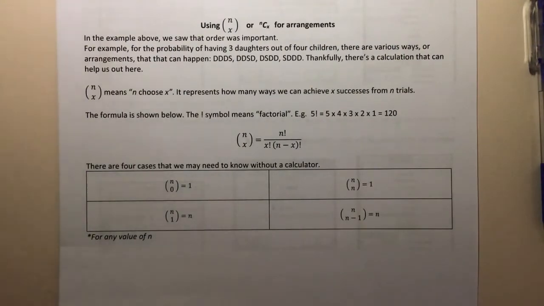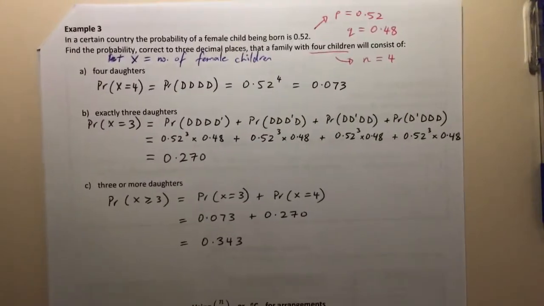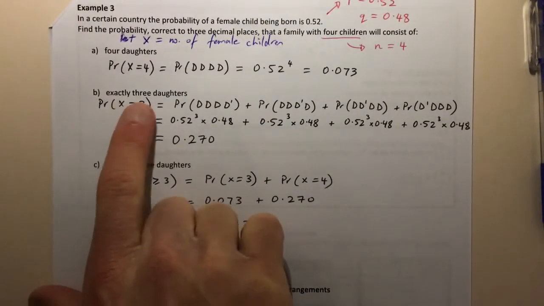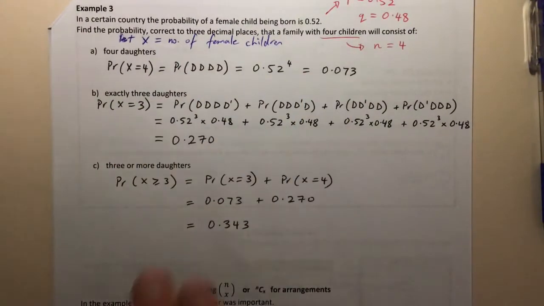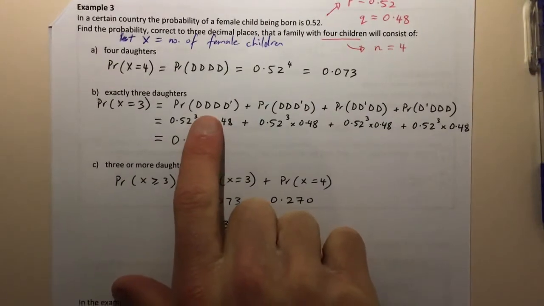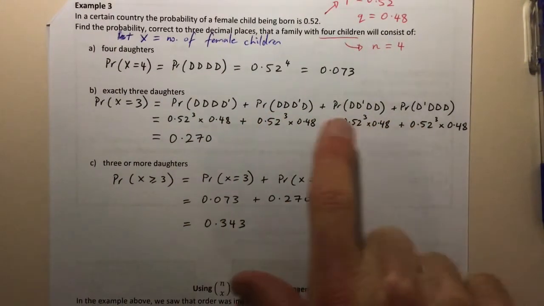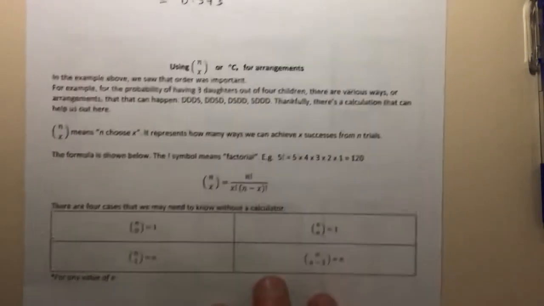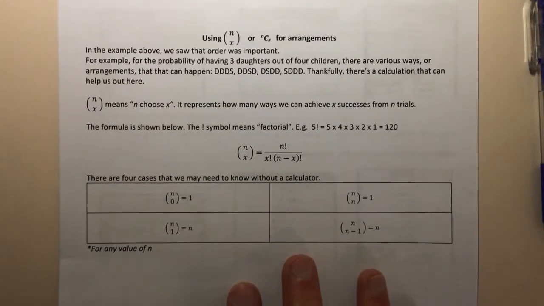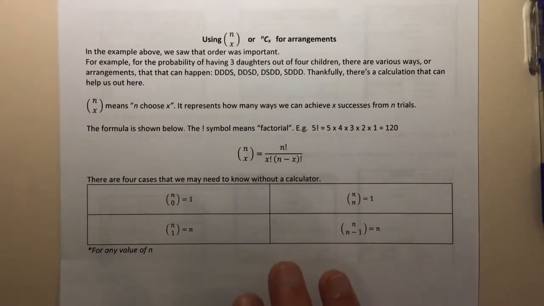So we actually saw in the previous example 3, when we had to work out the probability of getting exactly 3 daughters in a family of 4, we had to think about all the different ways that you can get 3 successes out of 4 trials, right? Now, there's actually a formula that lets you calculate those arrangements. And it's really helpful for bigger calculations.